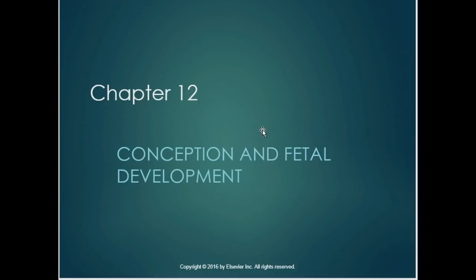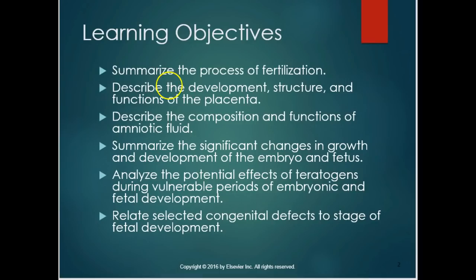Anatomy and physiology about conception and fetal development. Here are your learning objectives. We're just going to look at fertilization, the development of the placenta, and amniotic fluid. We're going to talk about it for a moment. Look at the changes as the baby goes from an embryo to a fetus. We're going to talk about teratogens and what that means, and if you are exposed to a teratogen, what that means to the patient during the specific time of fetal development.